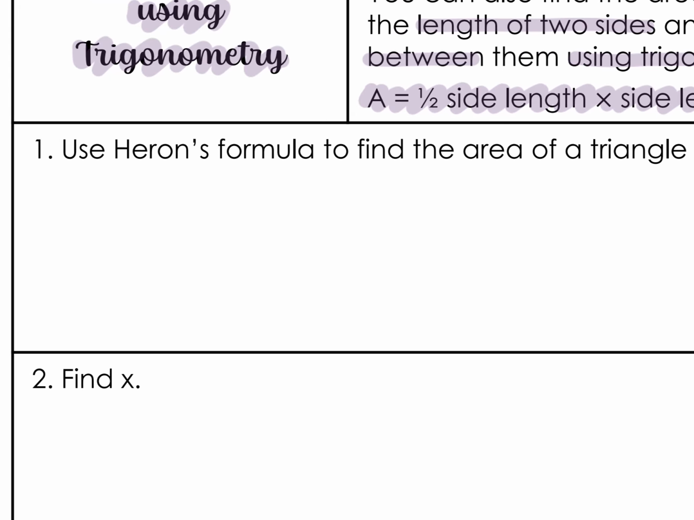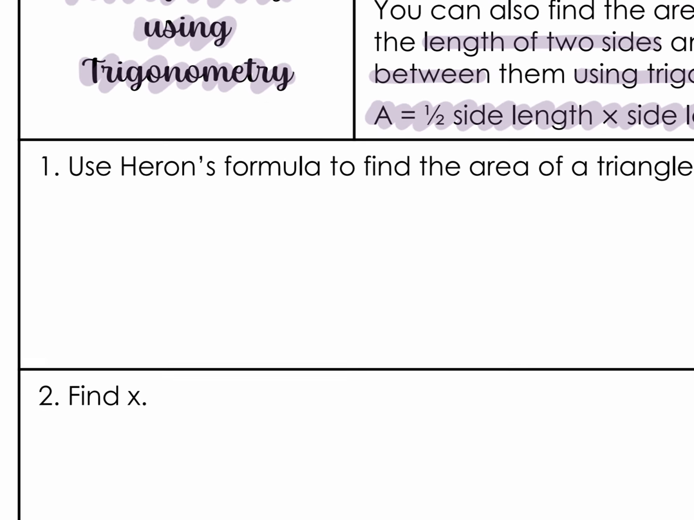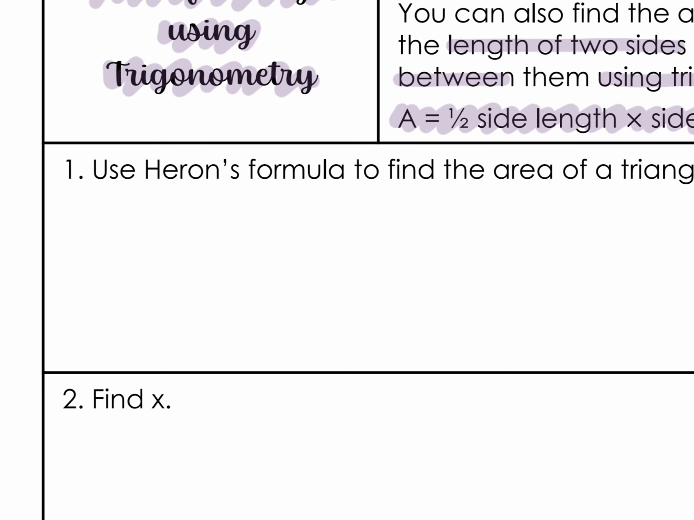So in number 1, it says use Heron's formula to find the area of a triangle with the sides 4, 6, and 8. Okay, so we're going to start off by finding our semi-perimeter, our S. So I have 1/2 times 4 plus 6 plus 8. 4 plus 6 is going to give me 10, plus 8 gives me 18. And so this is going to be equal to 9.